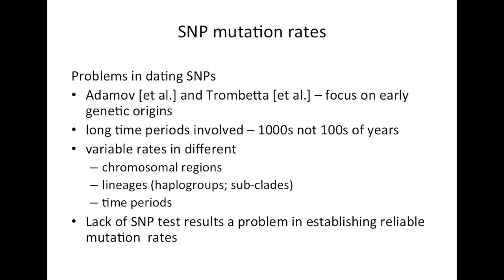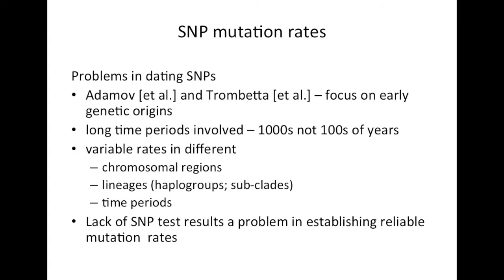In the same way that STRs have mutation rates, SNPs also have their own mutation rates. And these are important in dating the origins of SNPs, and have received a good deal of attention recently. There have been recent articles by Adamov and others, and also Trombetta and others. Both were published in 2015, and they tend to focus very much on early genetic origins rather than the historical era which most of us as genealogists are concerned with.